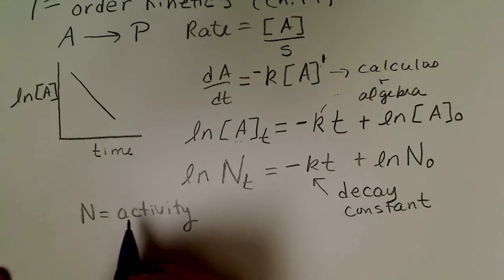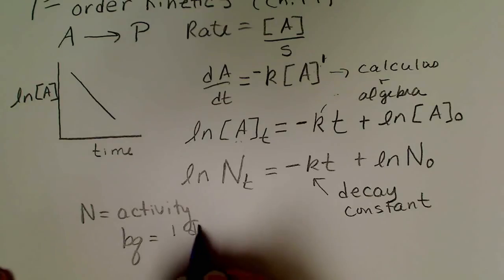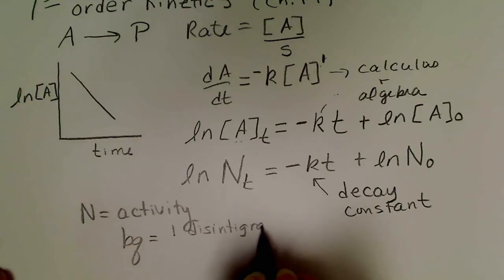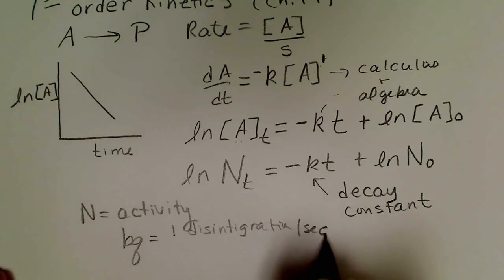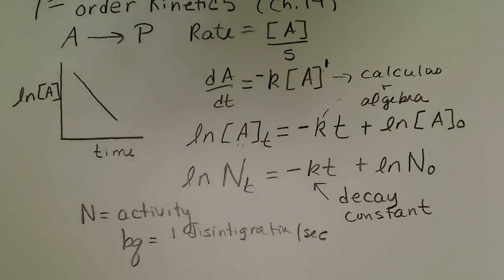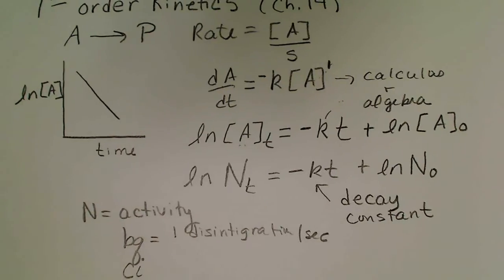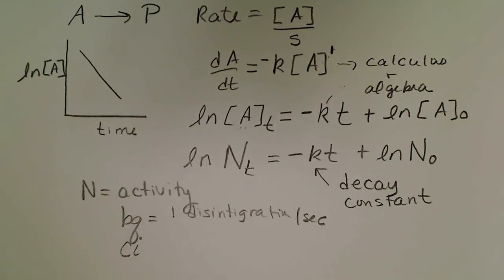So activity units, the SI unit for that is a becquerel, Bq, which is 1 disintegration per second. And that could be heard if you put a Geiger counter up to a radioactive material. You'd hear tick, tick, tick, lots of ticking going on. Also a curie, named after Madame Curie, could be an activity unit.